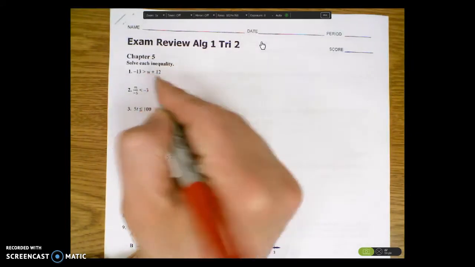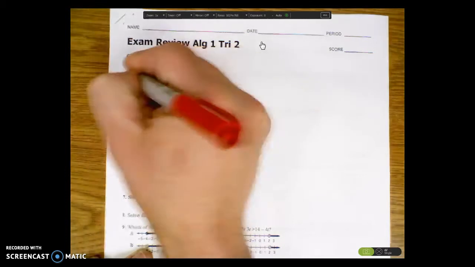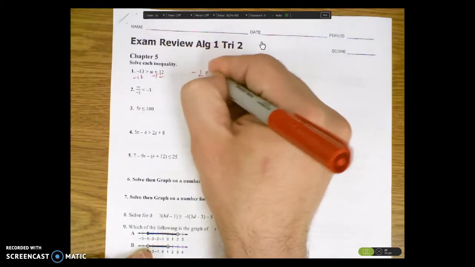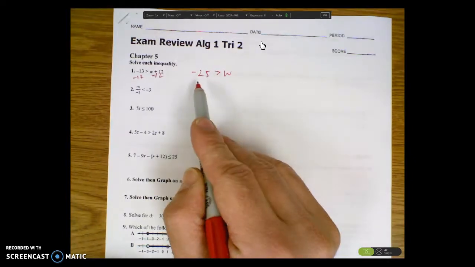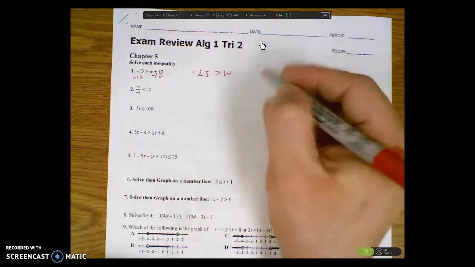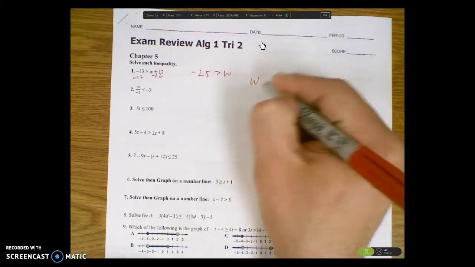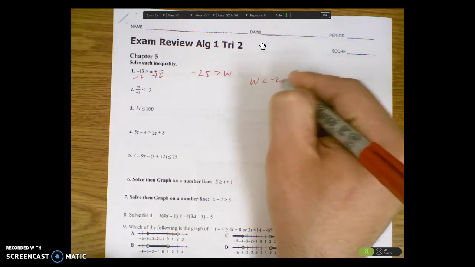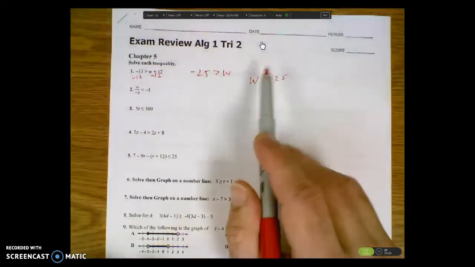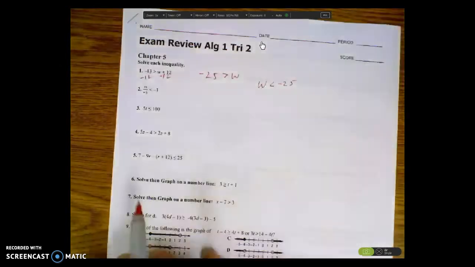Remember, we're solving for W, so we're going to move the 12 over by subtracting 12 from both sides. And that gives me negative 25 is greater than W. Now, W is all by itself. This is perfectly acceptable. The only thing I would worry about is that on a multiple choice test, make sure you understand that you probably want to write the W on the left, and the alligator, if you will, still needs to eat the 25. So now we have W is less than negative 25.